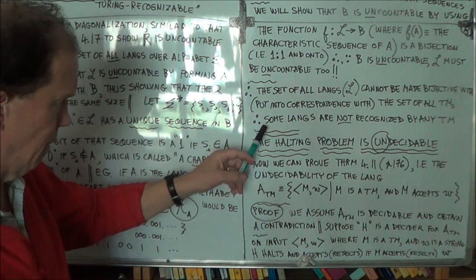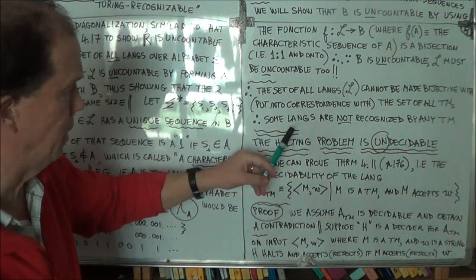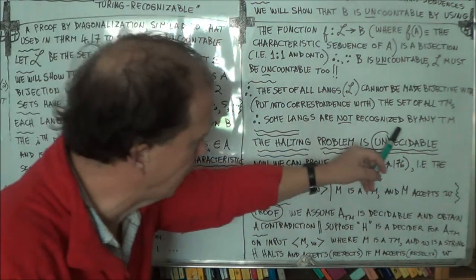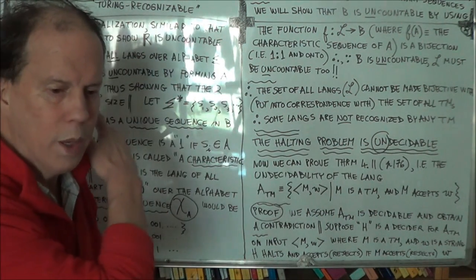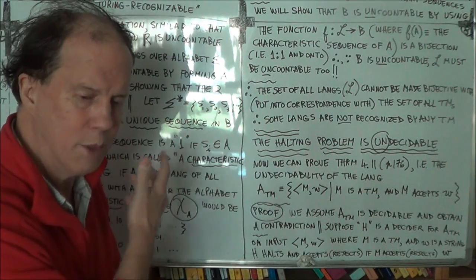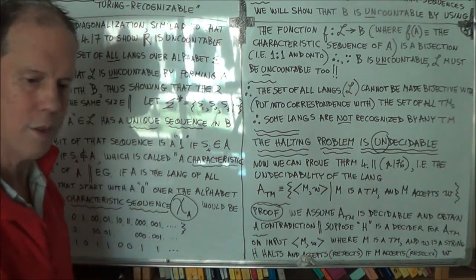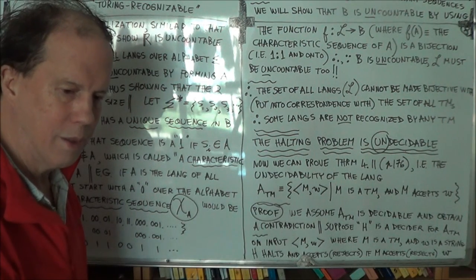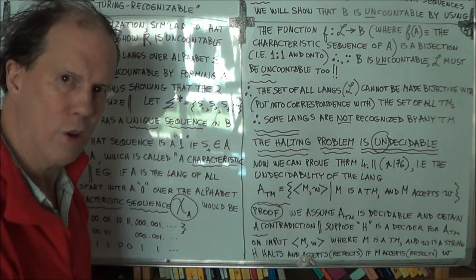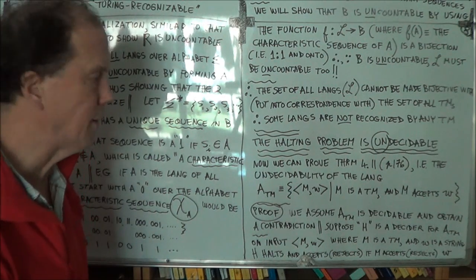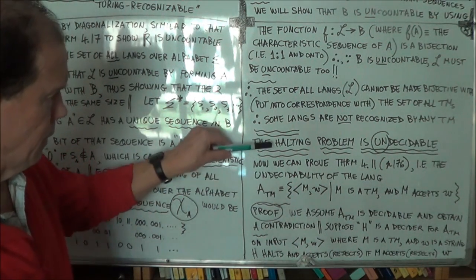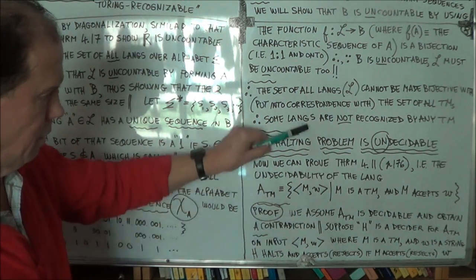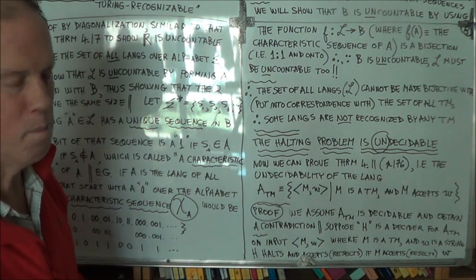And that means, therefore, I've said this several times now, that there are some languages that are not recognized by any TM, because there are more languages than there are Turing machines. So some languages can't get paired off 1-to-1 with a Turing machine. Some languages have no Turing machine that recognizes them. Okay? Right? Now we're just starting on the big thing.